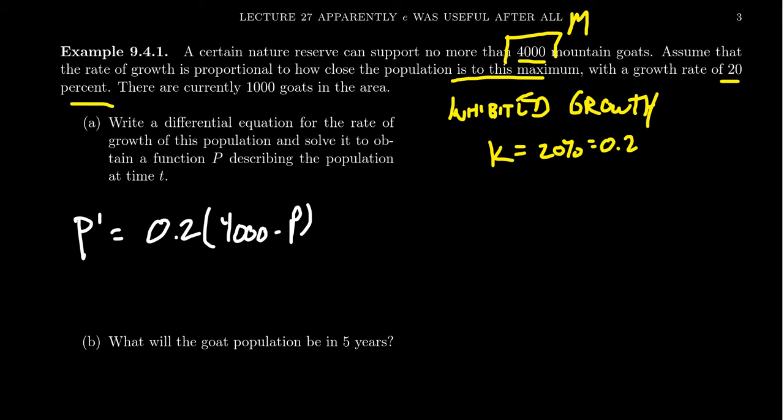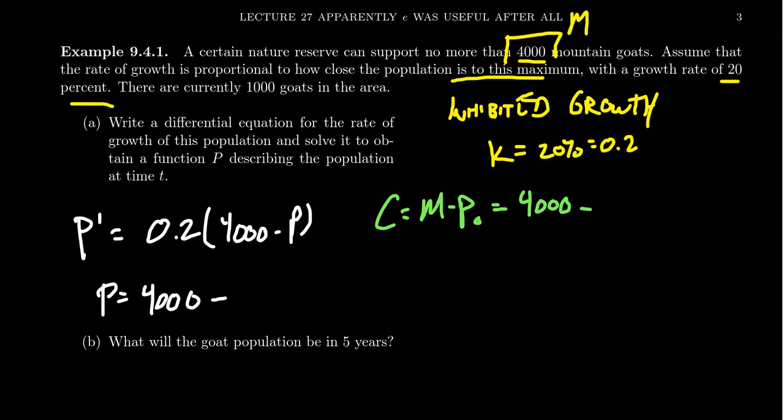By solving the differential equation, and we don't necessarily have to go through the solution again, the solution will be identical to the separation of variables we did earlier. We're going to get that P is equal to the maximum population, 4,000, minus C. C was, recall, the initial elbow room. C equals the maximum minus the initial. I never actually said what the current population is. It says there are currently 1,000 goats in the reserve. So we take 4,000, take away 1,000, so that's going to be 3,000. This is the initial elbow room. The goats start off with a lot of potential to grow. You're going to have 4,000 minus 3,000 times e to the negative 0.2 t.